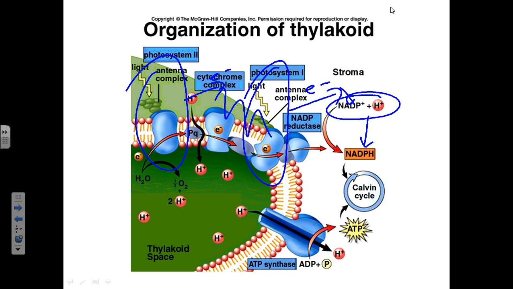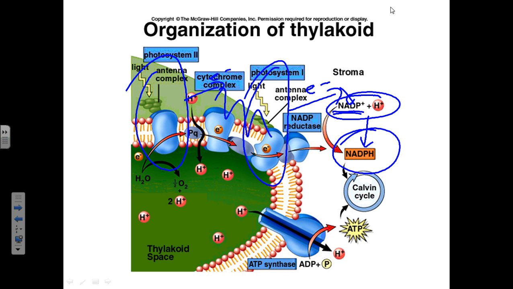Remember, this electron's bringing energy with it, right? I told you to think of NADP+ like what? Like a battery that needs to be charged, and we just charged it. The plant just charged it. We can't do this, right? So we make NADPH. One form of stored energy that used to be in the sun.